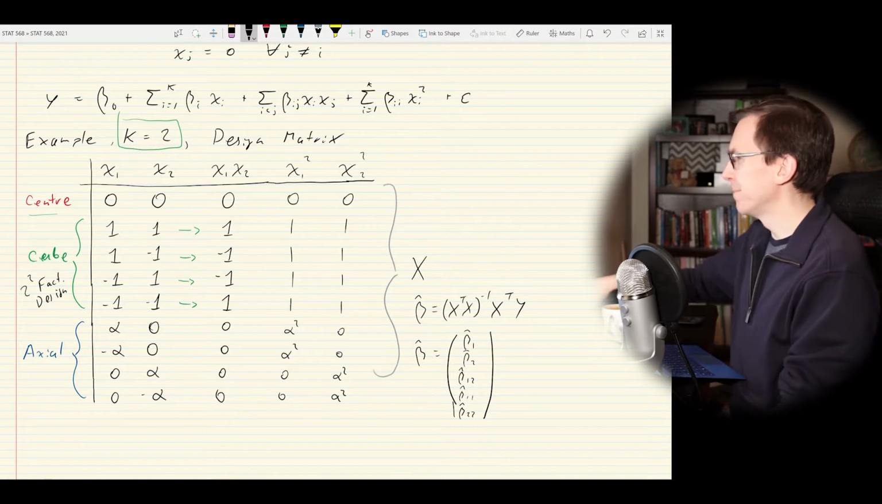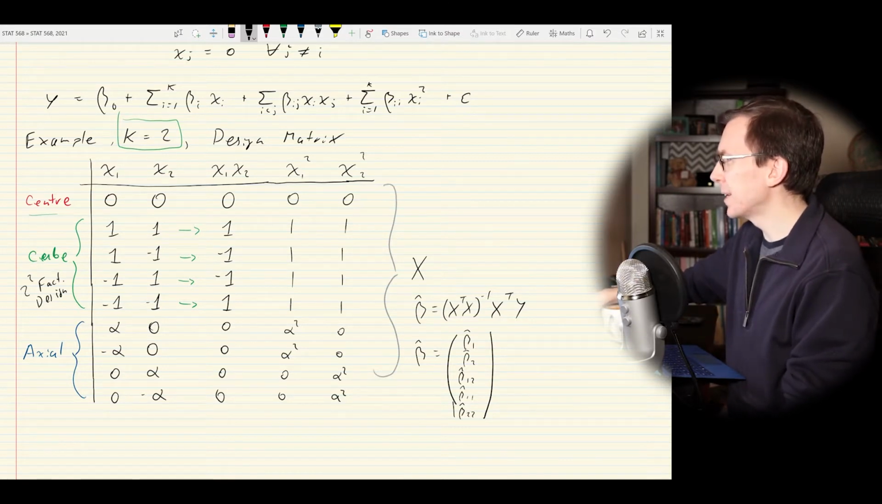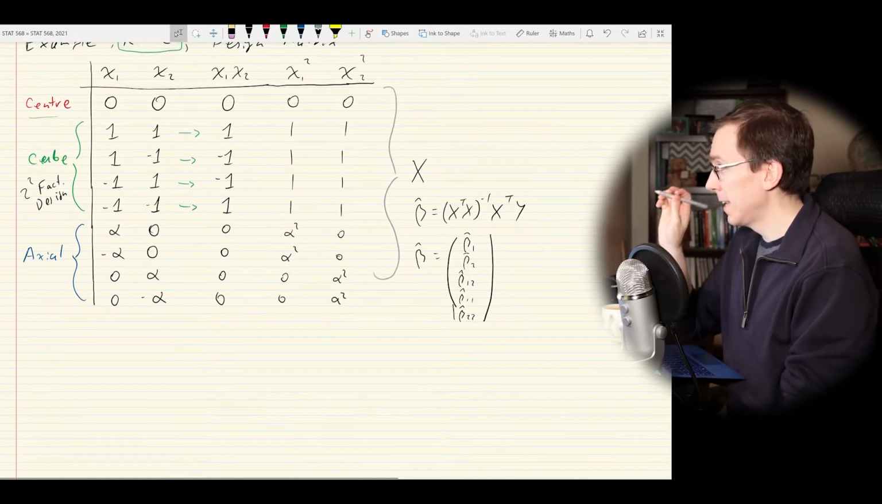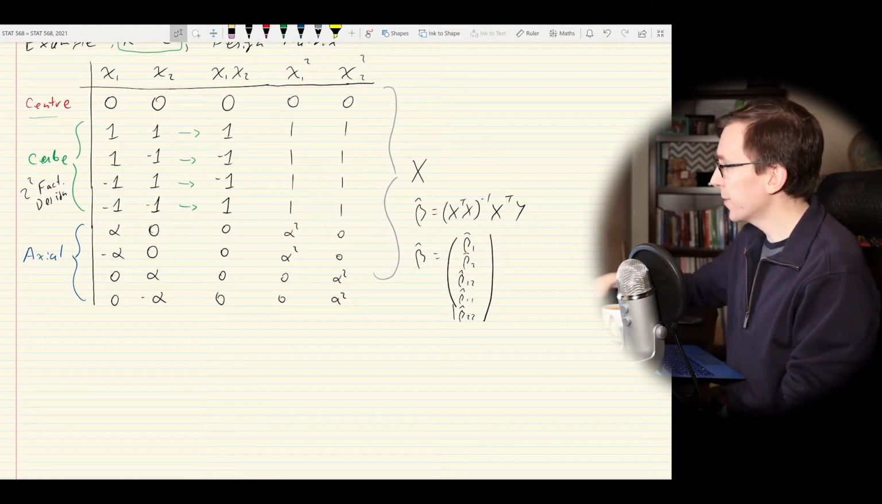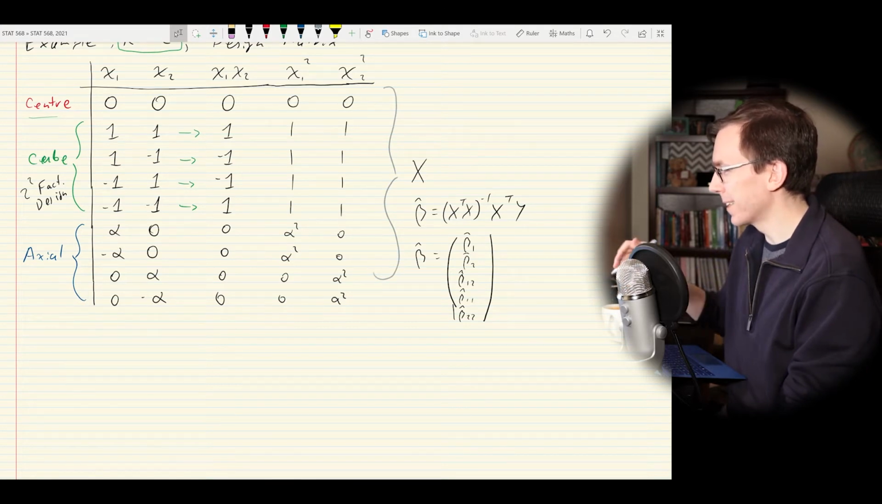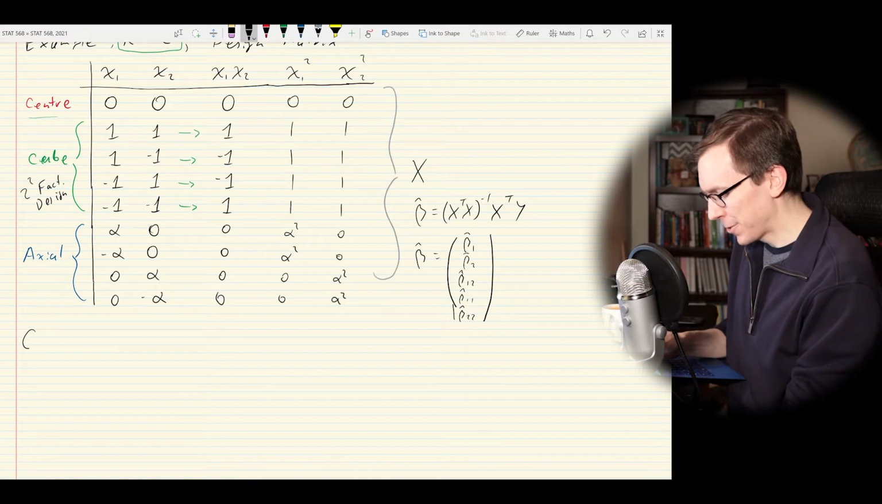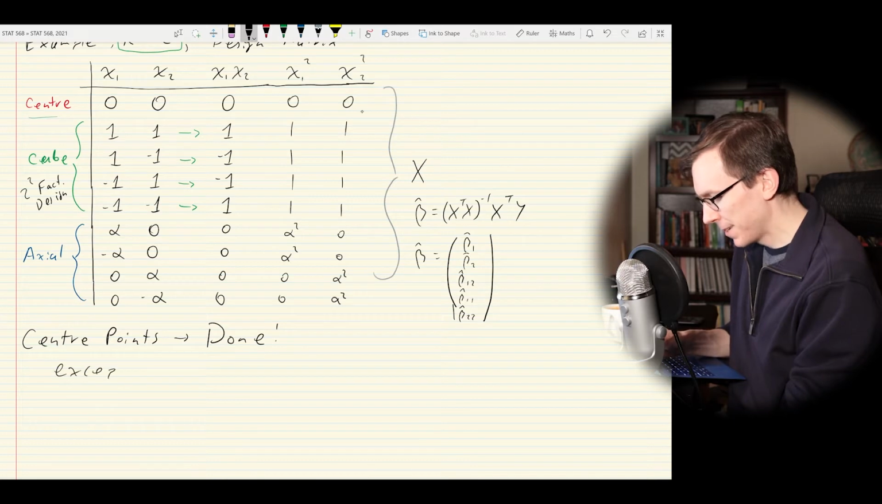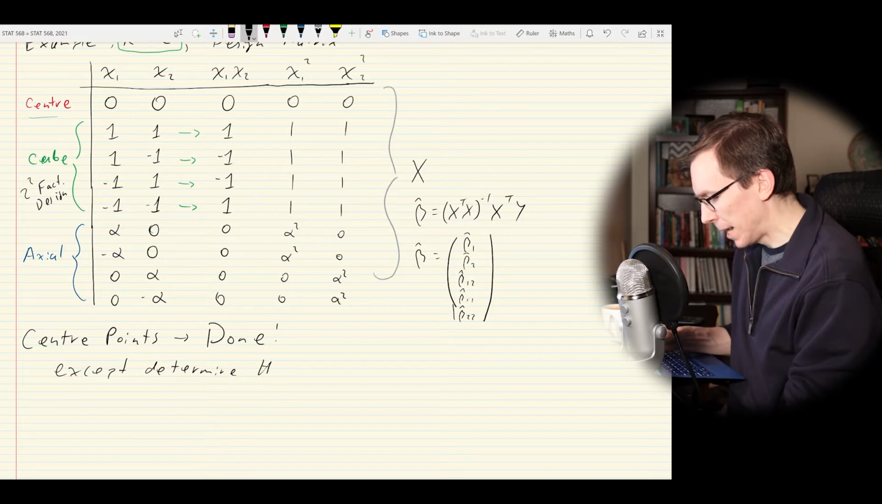So let's take a little bit of a closer look at this. What do we need? Well, first of all, we need to figure out the right choices for a couple things. For the center points, they're kind of the easiest. With the center points, we're basically done. There's nothing else to do except determine how many times to replicate.